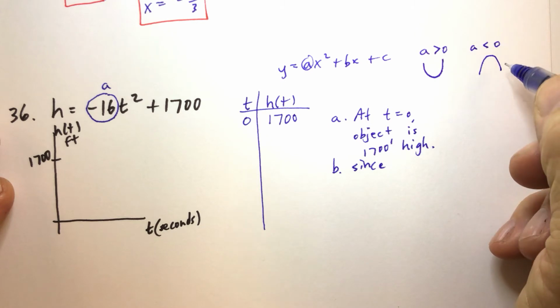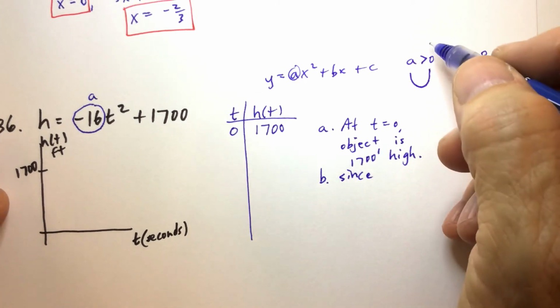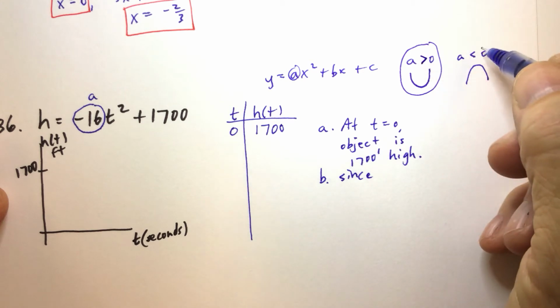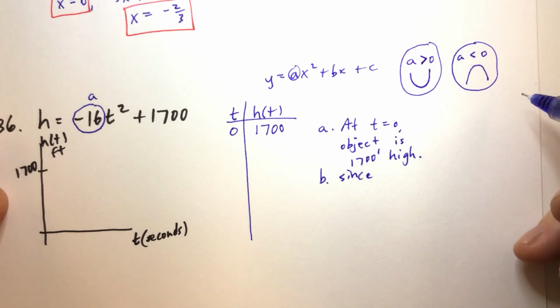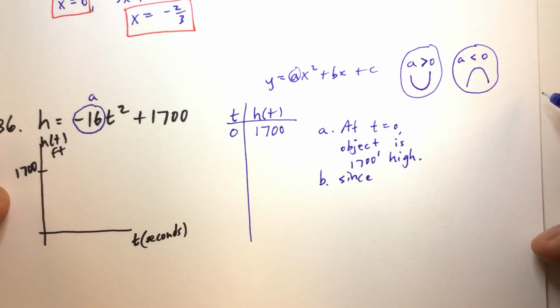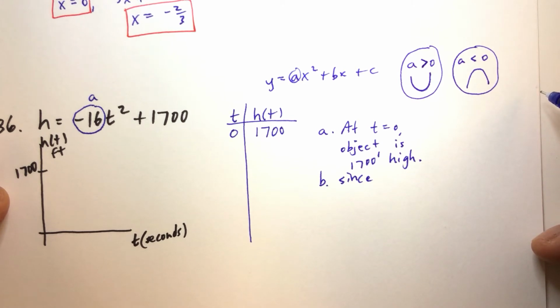So we've talked about that. This is like a face, right? So when we're positive, we're happy. When we're negative, we're unhappy. So if you think of those as faces, it's hard to forget those. So what that tells us is that the direction the object is moving is down.